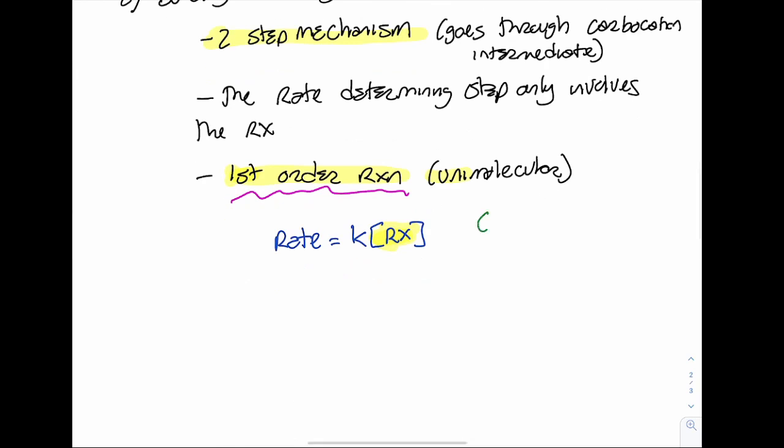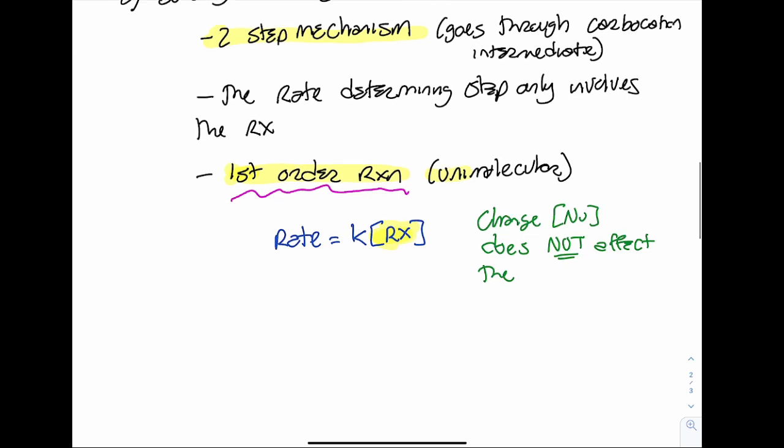Changing the concentration of the nucleophile does not affect the rate. You could increase it by a factor of 10 and it's not going to change how quickly we go from reactants to products. Right? It's not involved in my rate determining step.